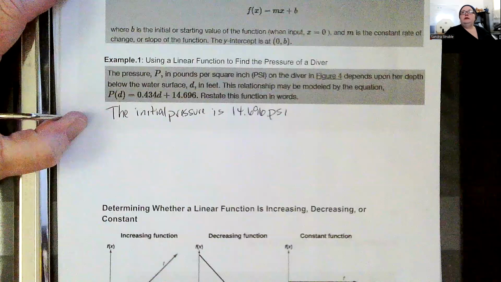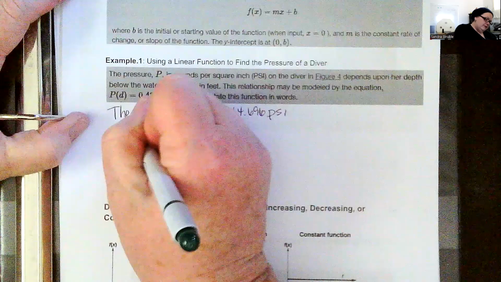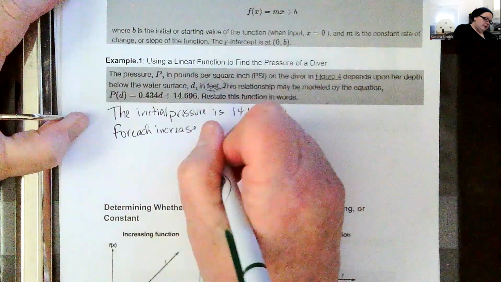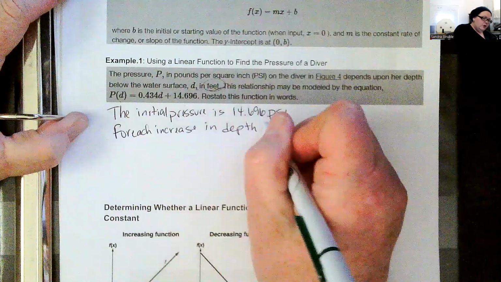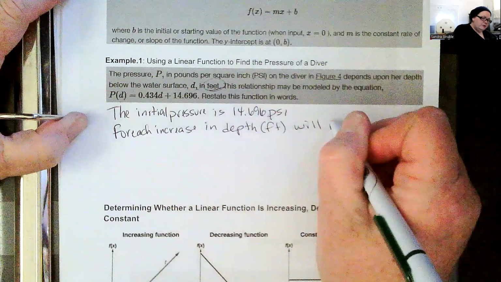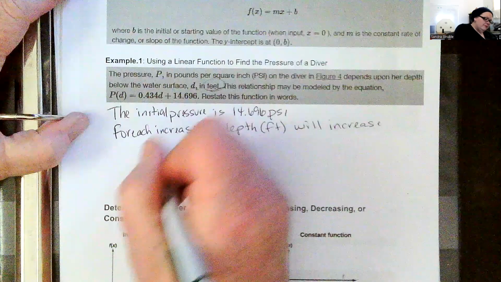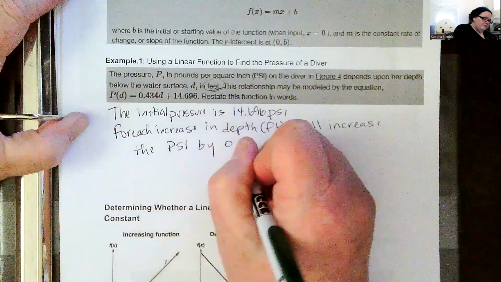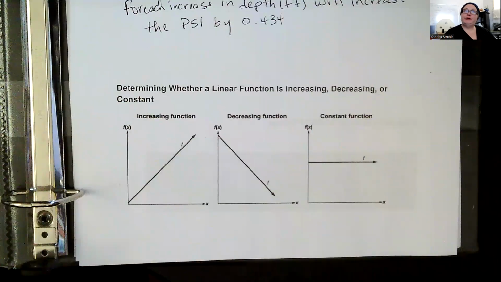Now, the next piece you're going to say is for each increase in D, which is feet, in depth, feet will increase the total PSI by 0.434. Okay, that's it.